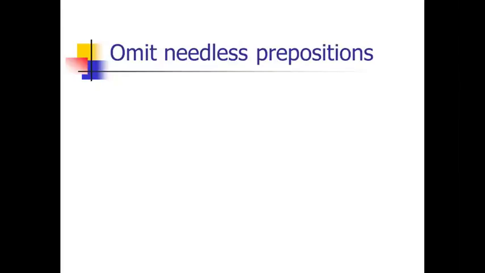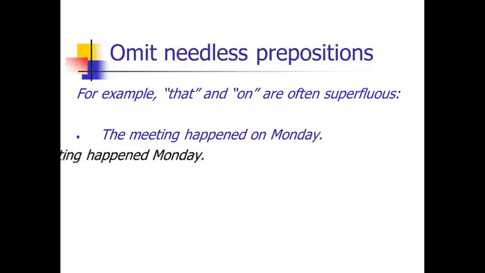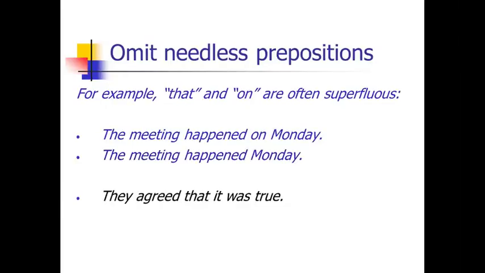And then finally, another kind of small thing that you can omit, but I want you to start paying attention to, are needless prepositions. A lot of times, words like that and on are completely unnecessary. And when you have to get your word count down, here's a good place to strip some extra words. So for example, the meeting happened on Monday. Well, actually that on is unnecessary. You could just say the meeting happened Monday. Or they agreed that it was true. Well, just say they agreed it was true. You don't need the that. So a lot of times you can get rid of those kind of extraneous prepositions. You might think you need them, but if you take them out, you realize you actually don't.